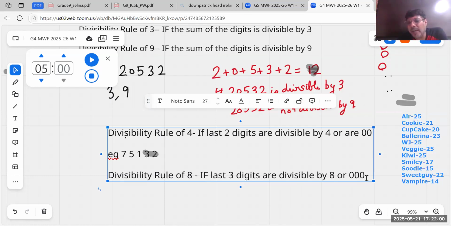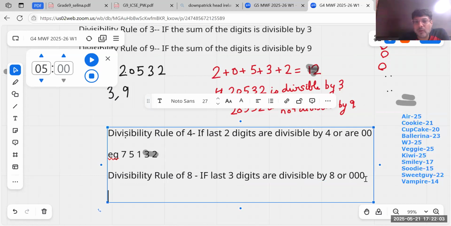So divisibility rule of 8: if the last 3 digits are divisible by 8 or are 0, 0, 0, then the number is divisible by 8.